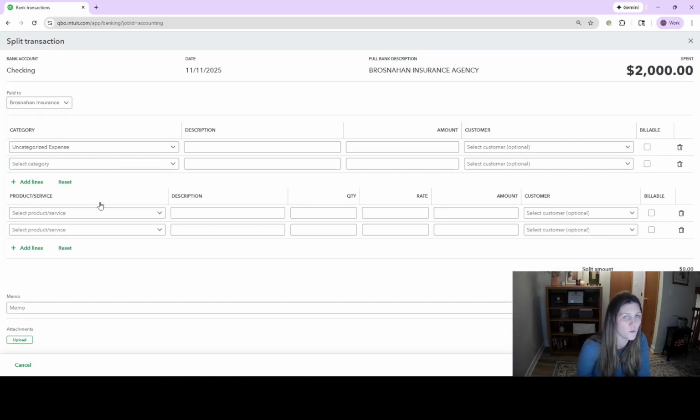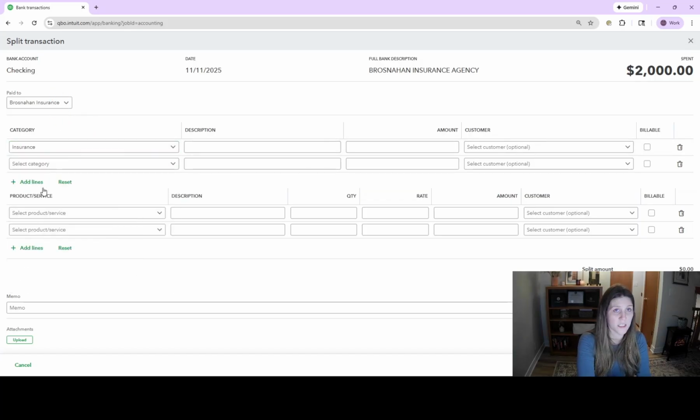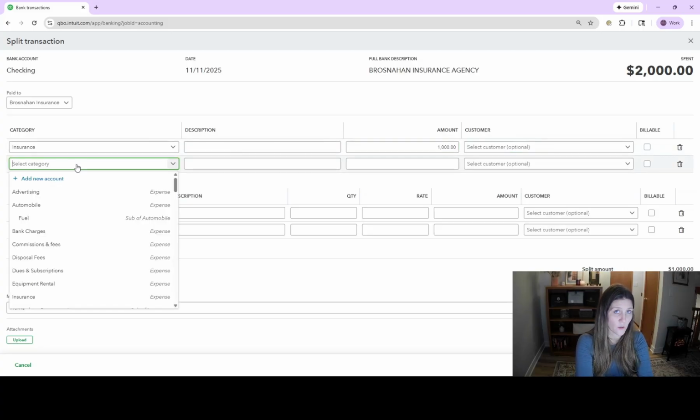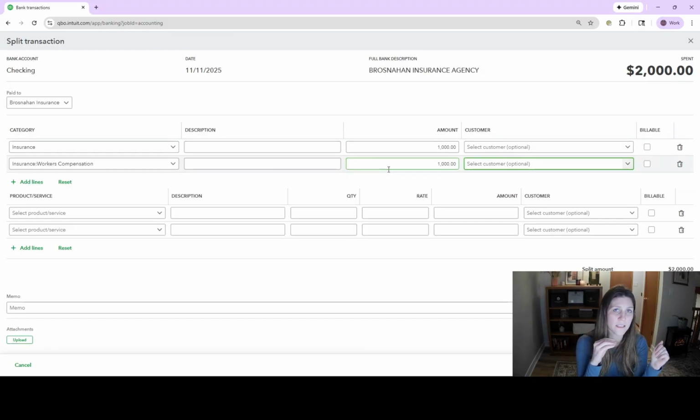This will open up a new window allowing you to add multiple categories. The first category, like we said, is going to be our general business liability. We're going to say that's $1,000 a month. The second category we're going to add is our workers' compensation insurance. This is also $1,000 a month. The two lines together equal our $2,000 transaction.